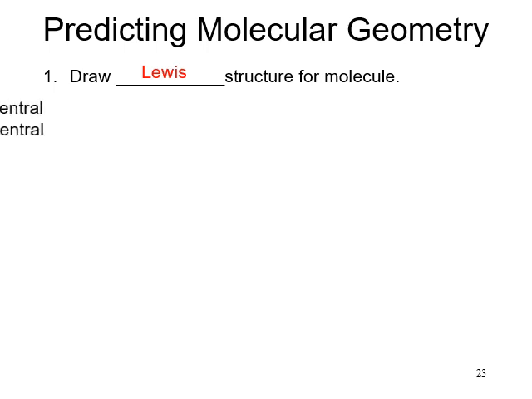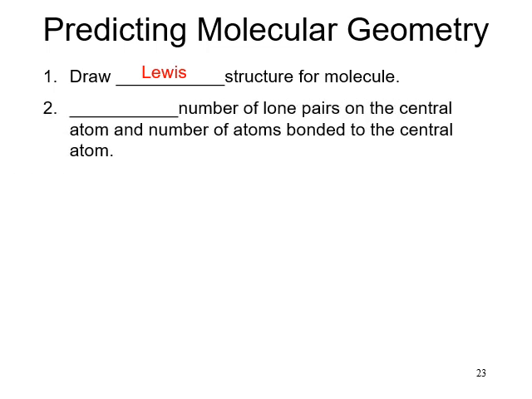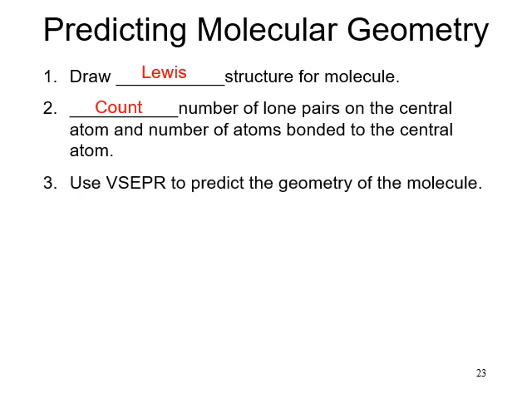But how do we predict molecular geometry? To predict molecular geometry, first and foremost, you probably have to know the Lewis structure. The Lewis structure tells you the number of atoms surrounding an atom, as well as if there are lone electron pairs present. So how to do this? We count the number of lone pairs on the central atom and the number of atoms bonded to the central atom. We're going to use VSEPR to guide the geometry of the molecule.